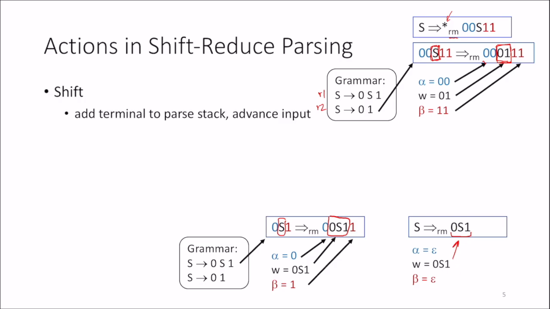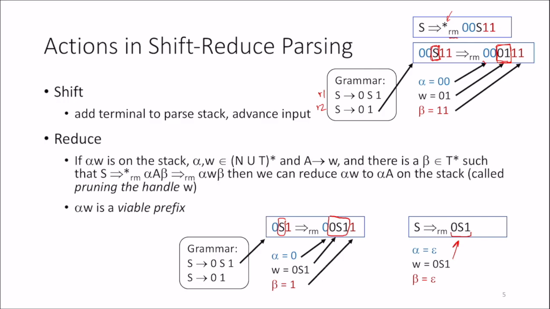So with this notation, let's look at the actions in shift reduce parsing. Shift will add a terminal to the parse stack and advance the input. So whenever we do a shift, we're always going to push something onto the stack. Reduce: if alpha w is on the stack, so in this case, if I have alpha w, 0, 0 and then 0, 1 on the stack, then what I would do is look for a rule which has w on the right-hand side. As you can see, this rule has w on the right-hand side, and replace it with the left-hand side.